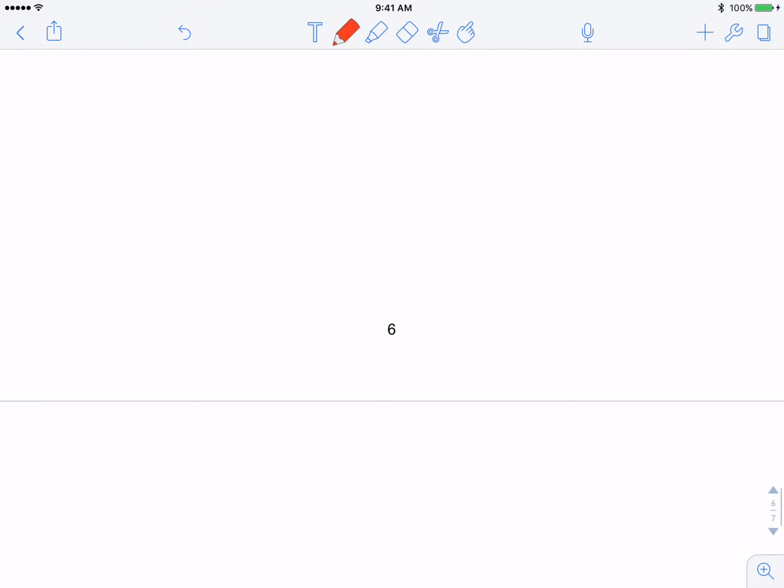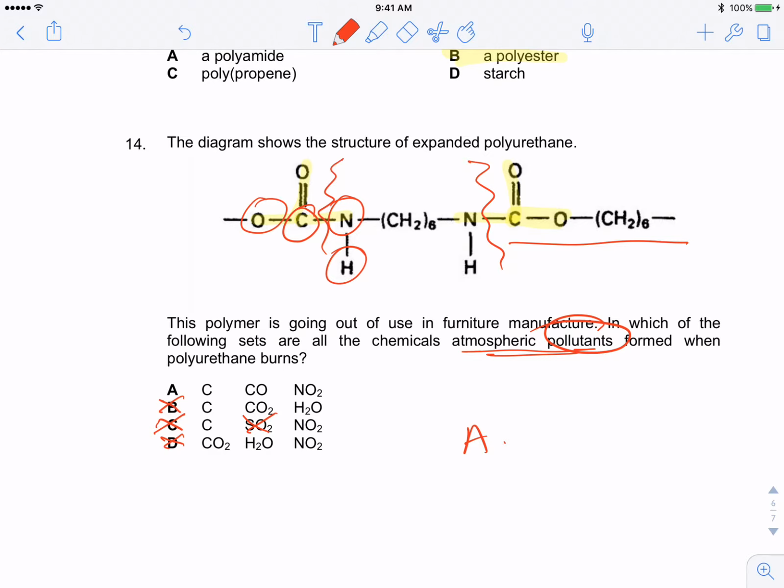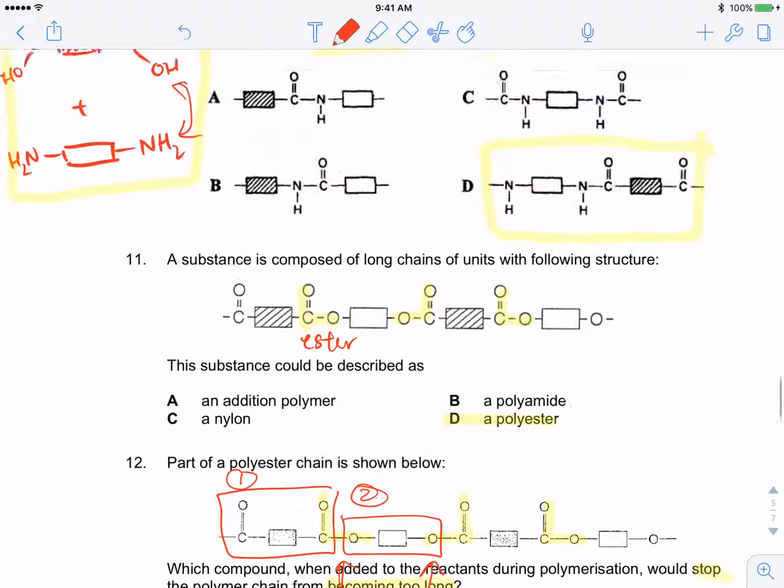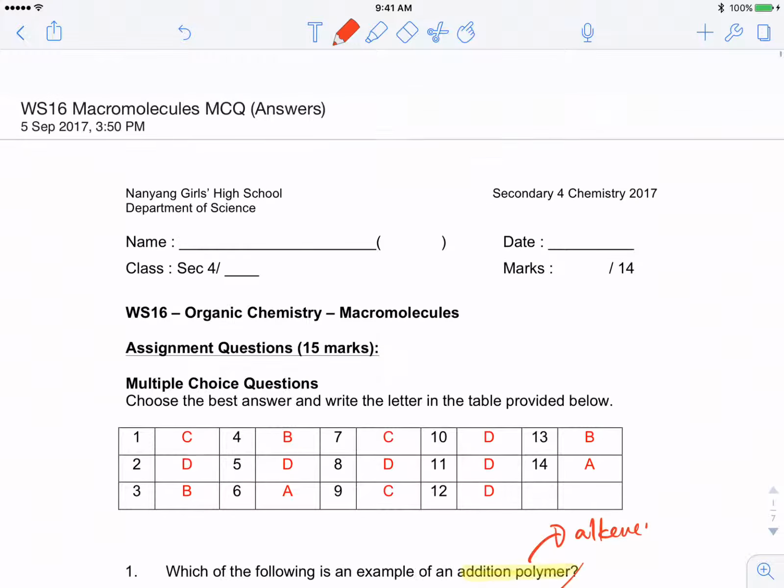No more already. Oh, okay, so that's a short assignment. So that's all for the screencast for worksheet 16. Here's the answer again for you to check.